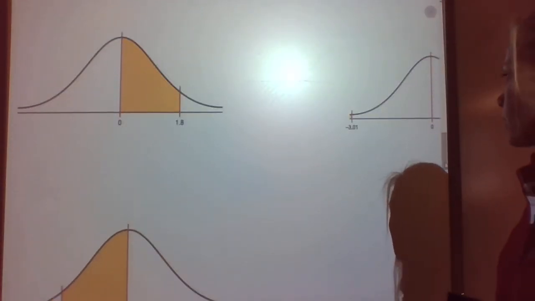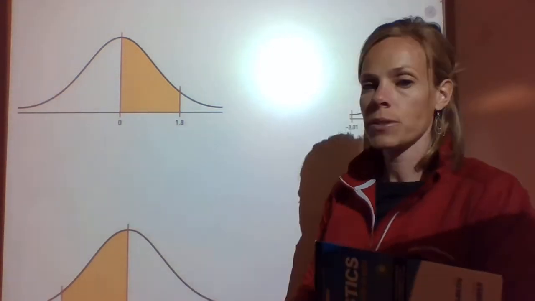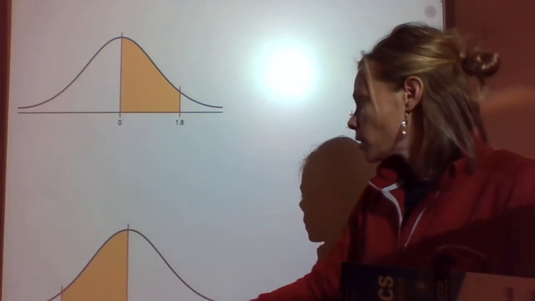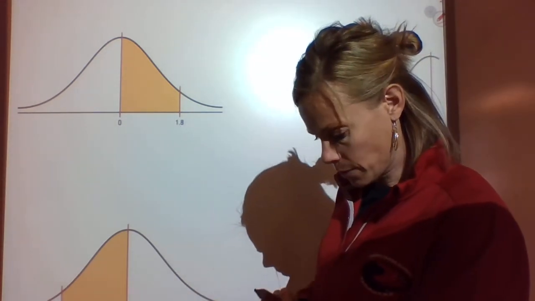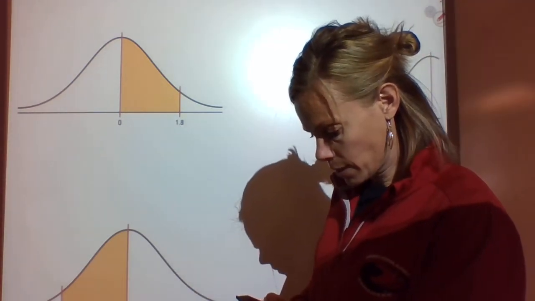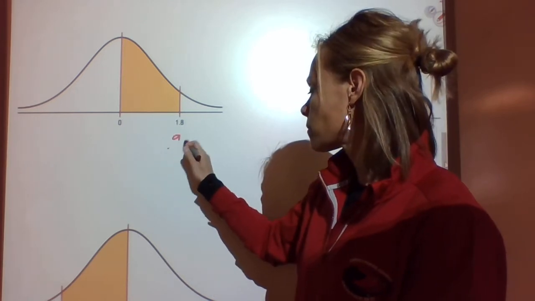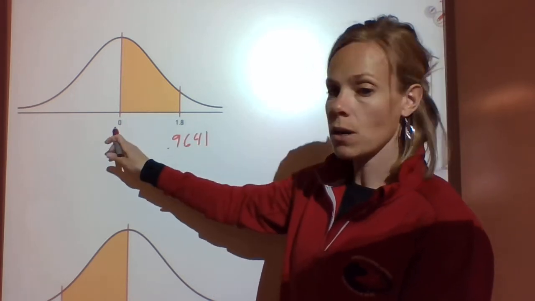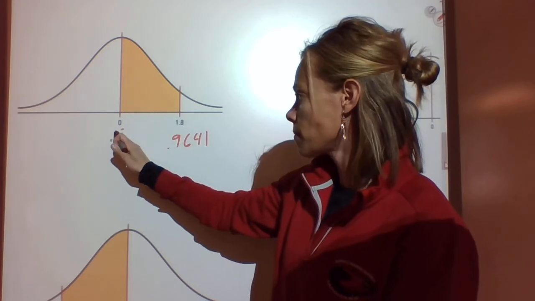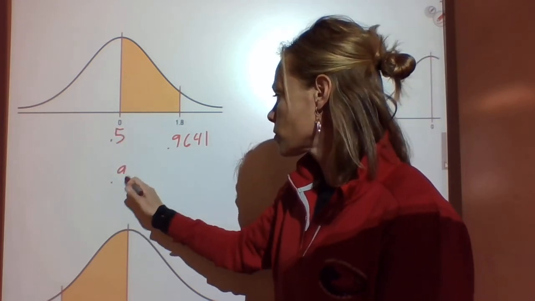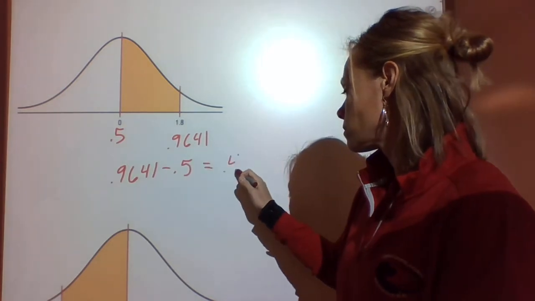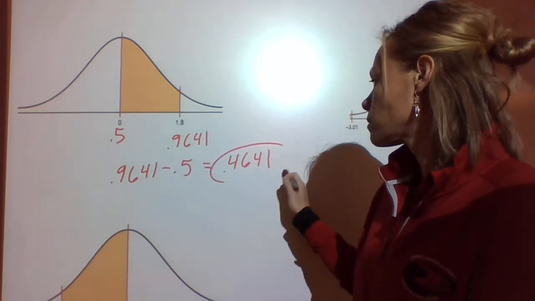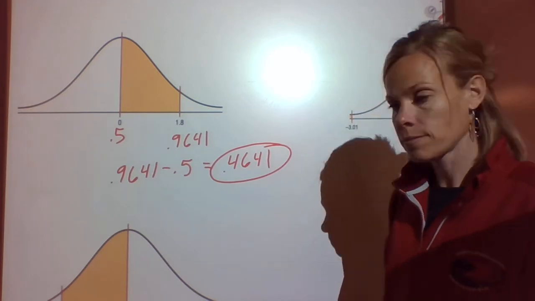Let's try a couple more. Okay, so area in between. What's my rule for area in between? Look up the larger z-score probability, 1.8, so 0.9641. Look up the smaller z-score probability, and I'm going to take the larger minus the smaller, and there's my answer.